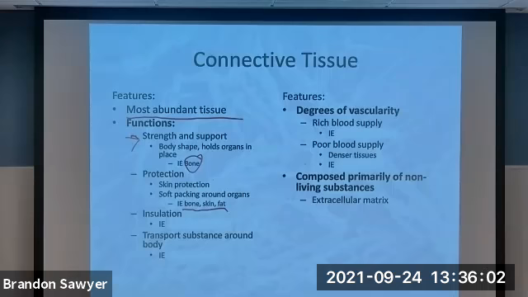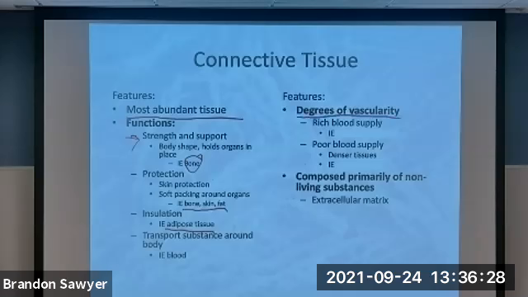Okay, insulation. Adipose tissue, which is fat, is also a connective tissue, and helps insulate our bodies. Okay, transporting substances around the body, that's our blood. Blood is considered one of the connective tissues as well. We don't think of it as a tissue because it's just moving around all over the place, but it's considered one of the tissues.